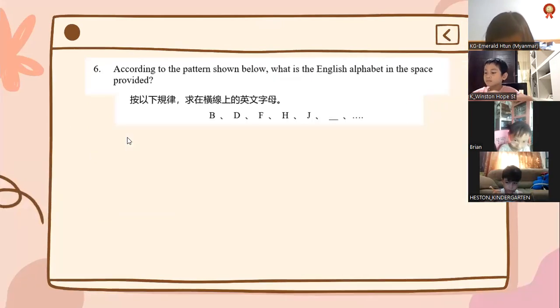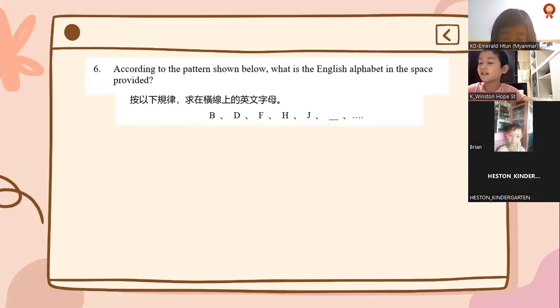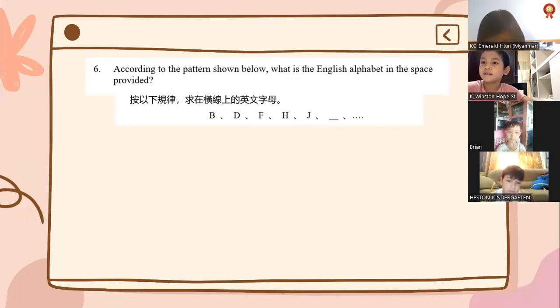Okay, how about question number six? According to the pattern shown below, what is the English alphabet in the space provided? Your series of letters are B, D, F, H, and J. This is another kind of pattern wherein it involves letters.